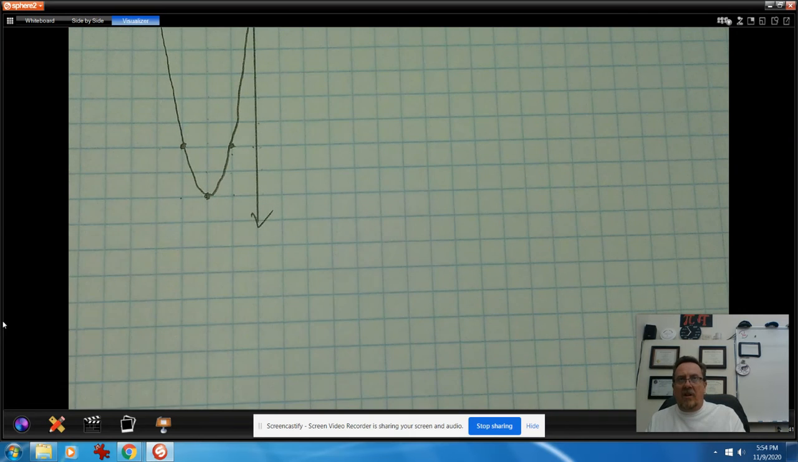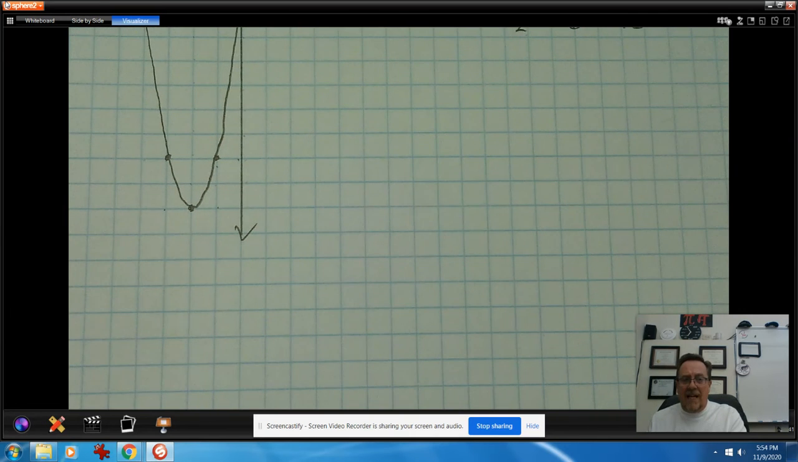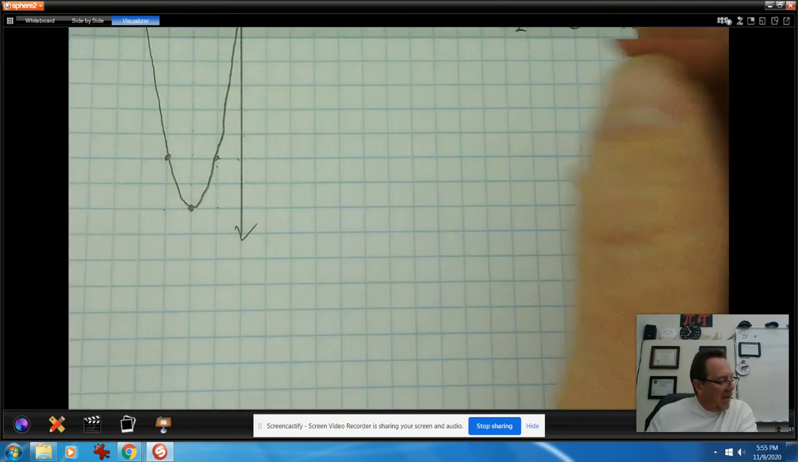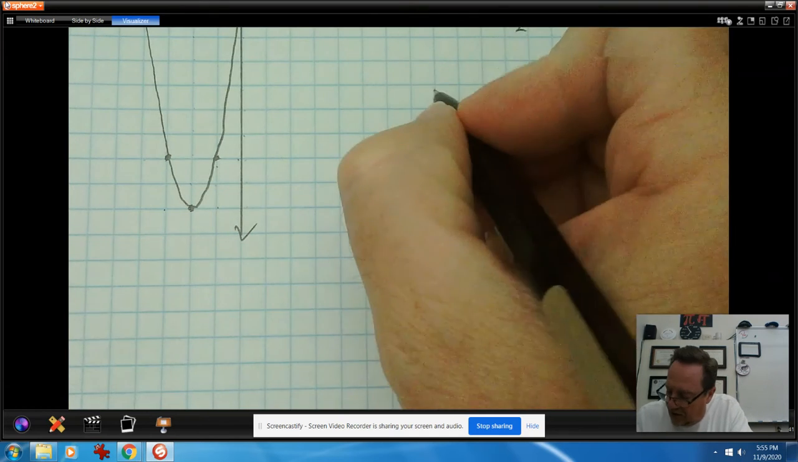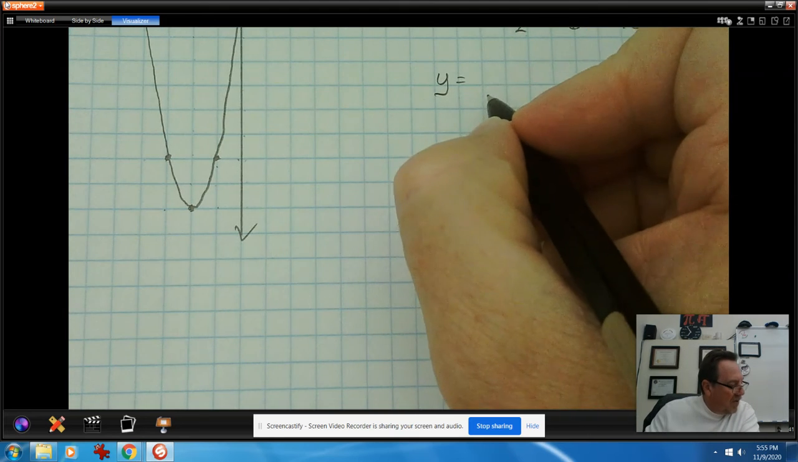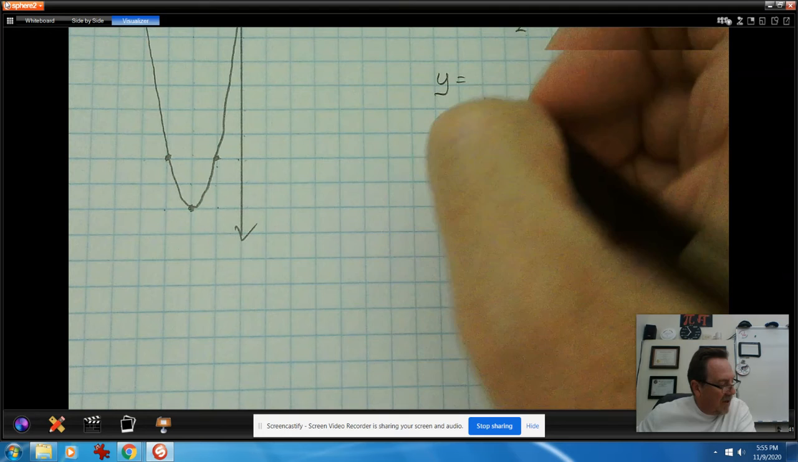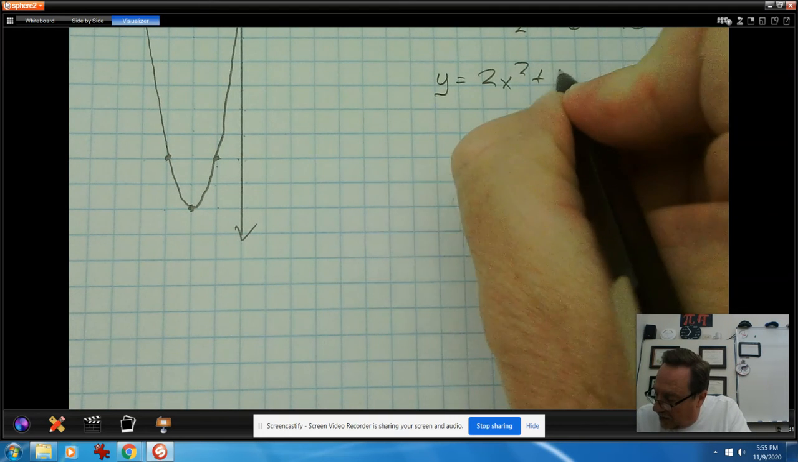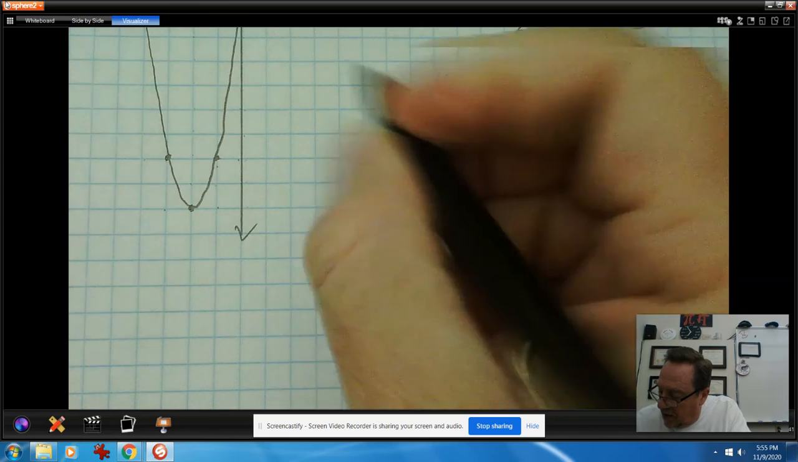Want to see magic part 2? Yes, show us magic part 2. Okay, magic part 2. Here's a question you might see. It'll say like, oh, y is equal to 2x squared plus 10x plus 7.